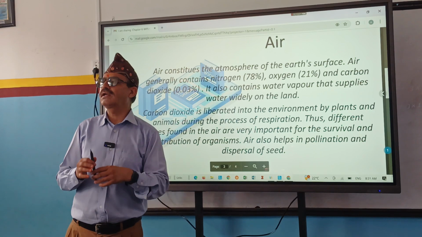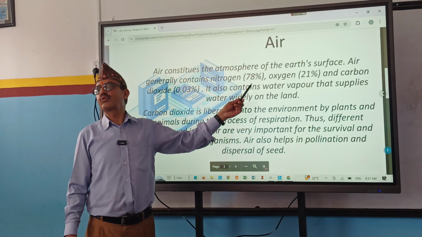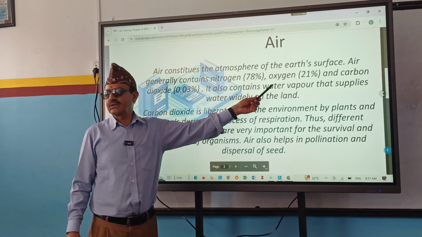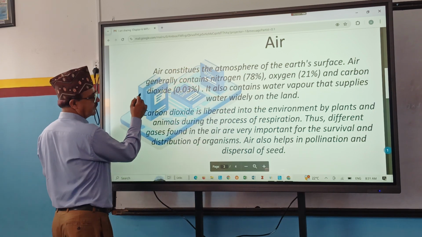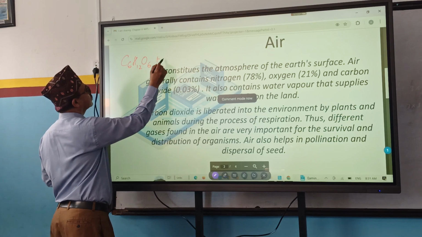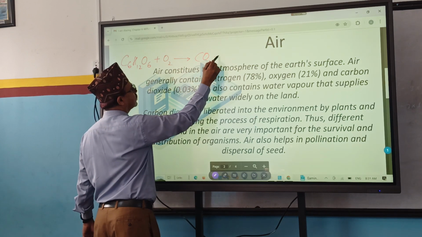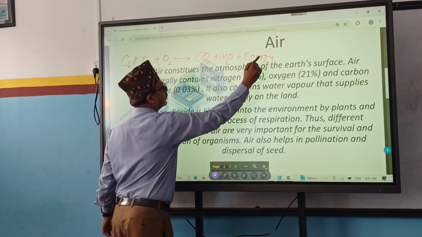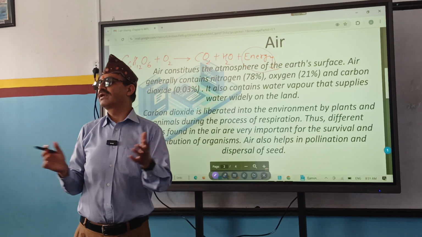Are these useful for living beings or not? Nitrogen is useful for making protein. Oxygen is responsible for producing energy. We talk about respiration. What happens during respiration? In respiration, food C6H12O6 plus oxygen react together and form carbon dioxide plus H2O plus what is produced here? Energy. This energy is stored in mitochondria and released whenever needed.